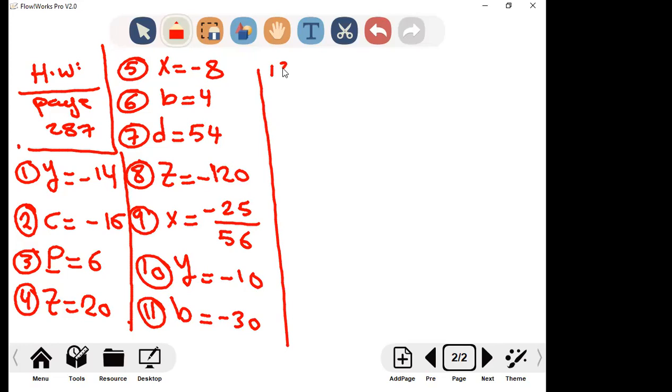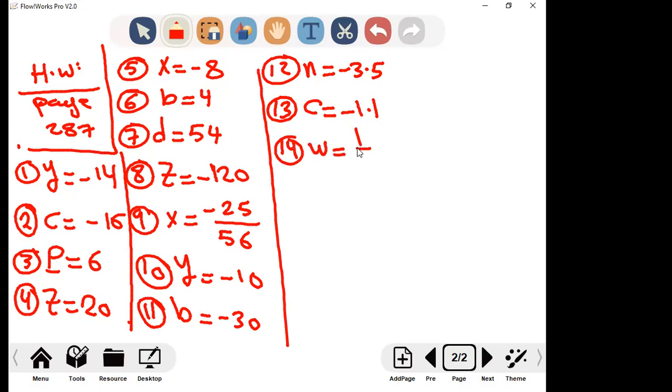Question 12, n equal -3.5. Question 13, c equal -1.1. Question 14, w equal half. Question 15, n equal 1.5. Check your answers. And after you finish checking, we will continue in our lesson.